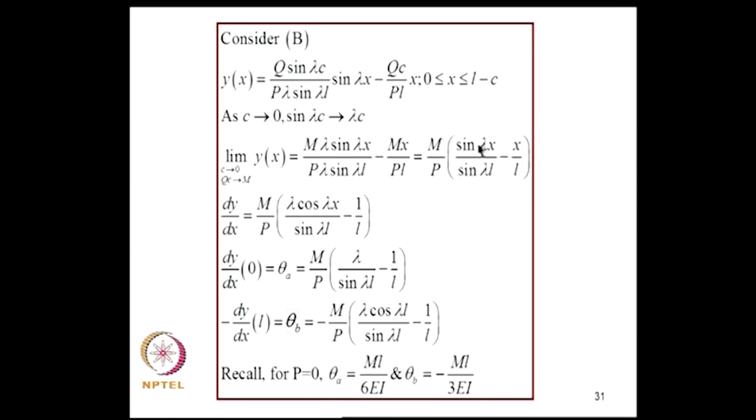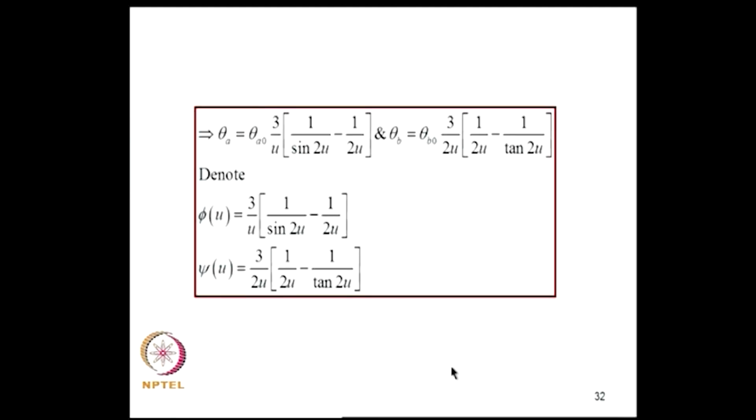Okay. So, this is the deflection. Now, how do you get slope? By differentiating this I get slope. So, therefore, at x equal to 0 this is the maximum slope. Similarly, at x equal to L, theta A and theta B are found out. We know that for P equal to 0, theta A and theta B are given by this. Therefore, now the new amplification factors on slopes are given by these functions. We denote these functions as phi of u and psi of u.